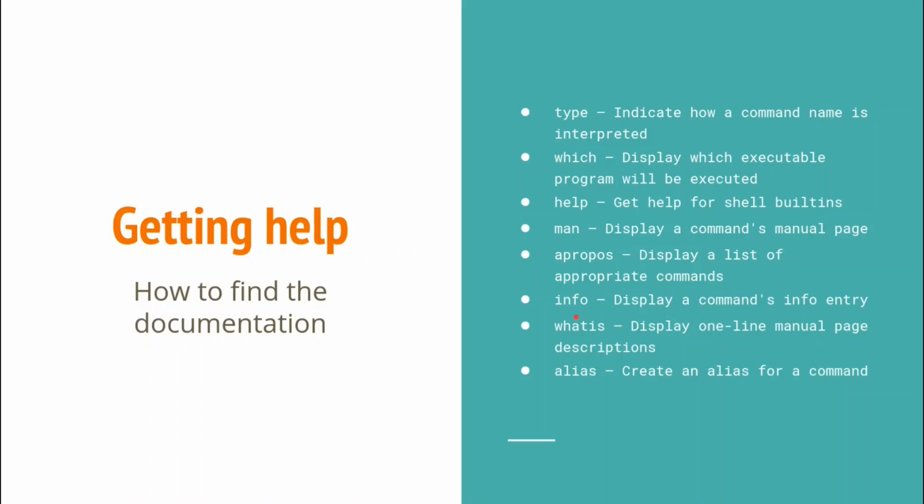And you have info, which displays the command's info entry. Sometimes the info entry and man page entry would be the same. Whatis displays the command's one line manual page description, and you can use alias to find out what current aliases have been configured. So suppose you have a command X and it has been aliased to some other command, you can find the details in the alias.